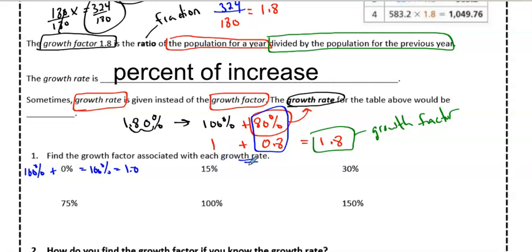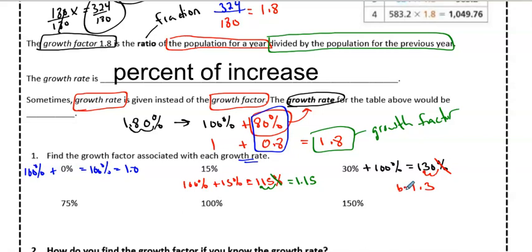Okay, 15%. I'm going to take the 100% that I start with. I'm going to add 15% and get 115%. Take that percent, turn it into a decimal, and I get 1.15. That is my growth factor. All right, let's try a few more. I'm going to take this 30% increase, add this to my 100% that I'm always starting with. This is going to give me 130%. Turn this percent into a decimal, take away the percent sign, and move your decimal over twice, and this gives me 1.3. That's my growth factor.